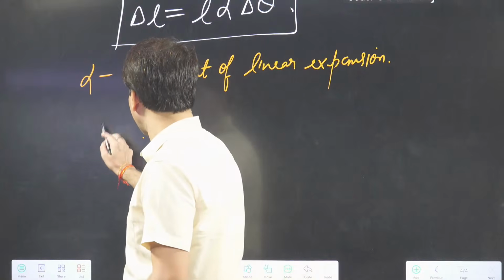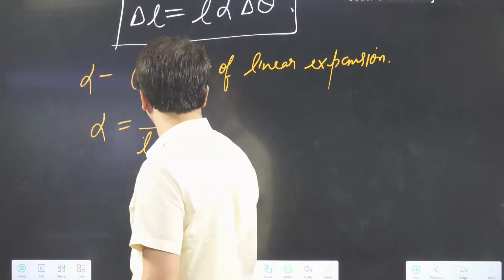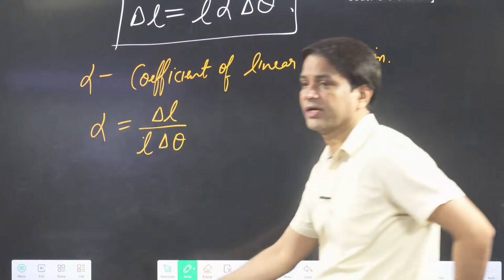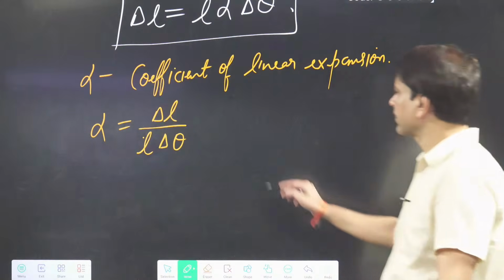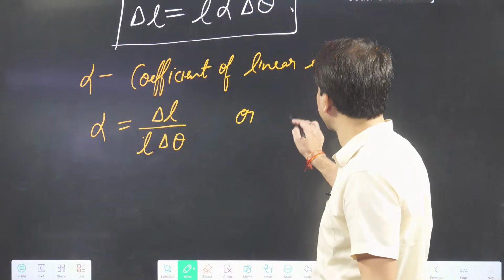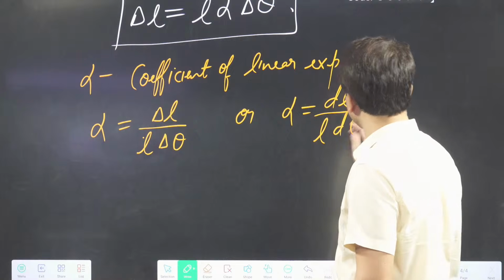From this, alpha can be written as delta L by L into delta theta, or if you require it in differential form, alpha is dL upon L into d theta.